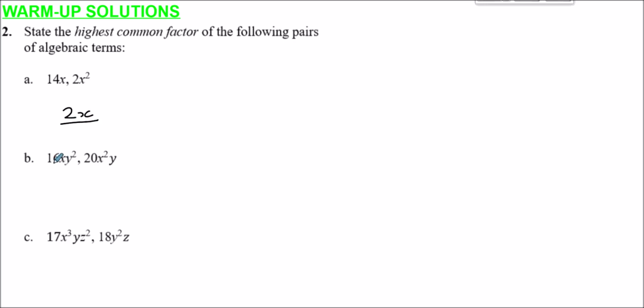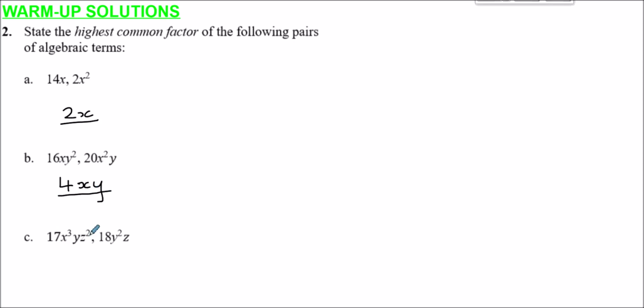For part B, the highest common factor of 16 and 20 would be 4. Look at the x's. We have 1x here, x times x here, so the biggest number of x's in each term is just x. Similarly with the y's, we've got y times y here, but just one y there. So the highest number of y's in both is just y. So that's 4xy, which is the highest common factor.